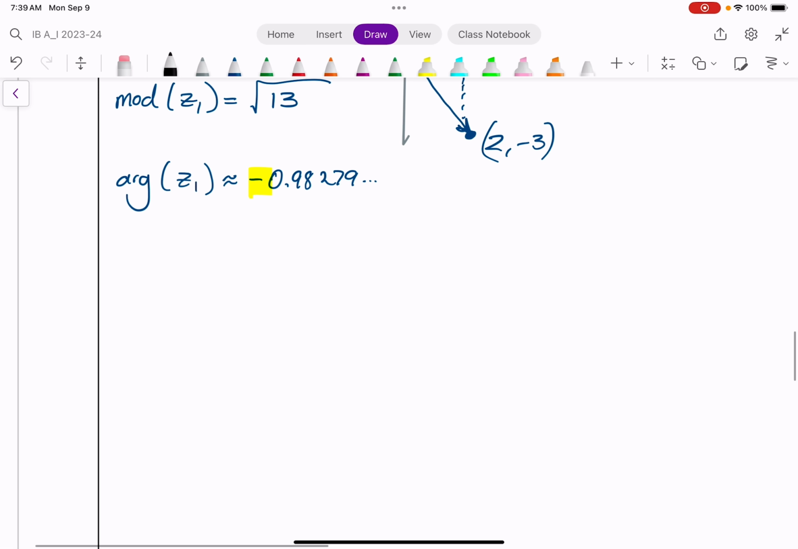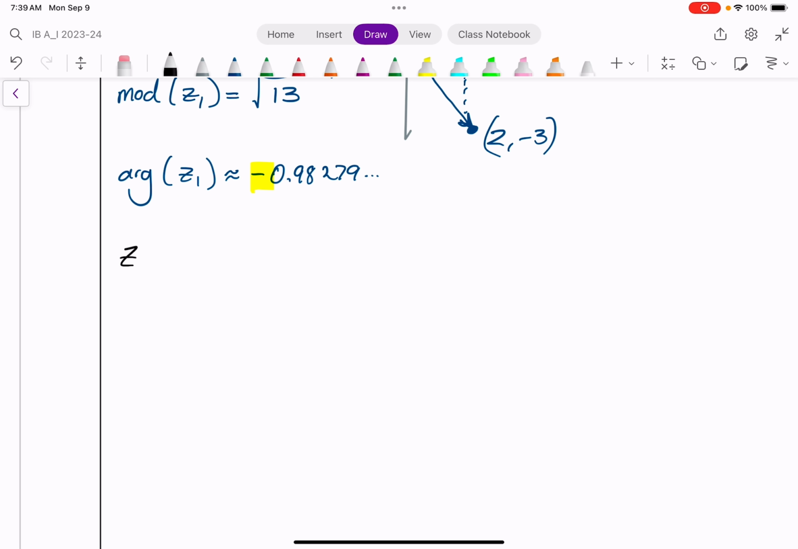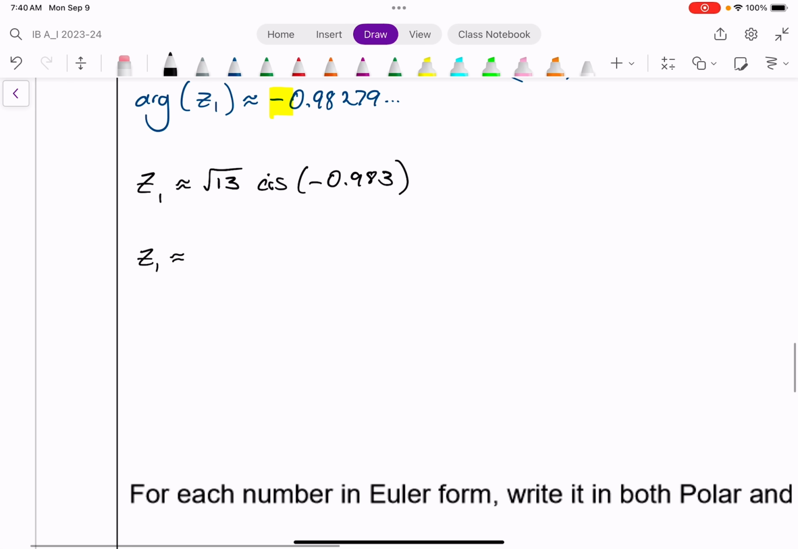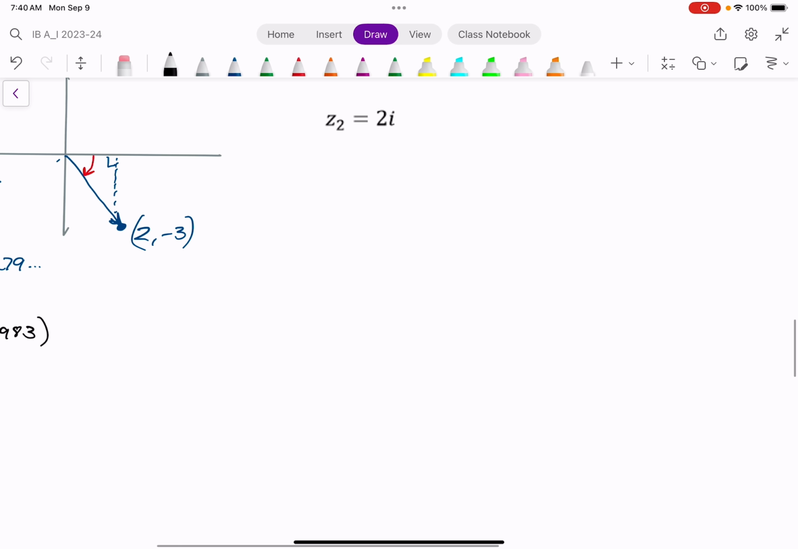And so in polar form, we have z1 approximately equaling, I'll say root 13. Well, that's exact. The angle is approximate. Negative 0.983, I'll write it to 3 sig figs. So that being in polar form. In Euler form, same idea, root 13 times e to the power of that same angle, negative 0.983 times i. And keep in mind, if that angle was actually a special angle, then I could be more exact, but these are both approximations.